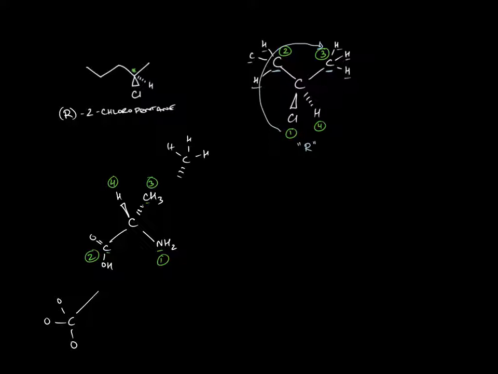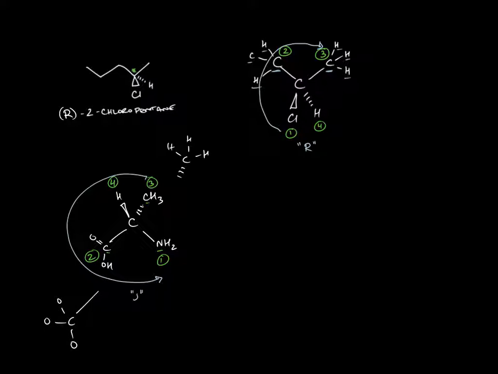You can, of course, go through the exact same rules that we did, or what you can do is say, well, if number 4 is coming out at us, then instead of drawing my arrow from 1 to 2 to 3, I should draw it from 3 to 2 to 1. And you will get the exact same answer. So this, you can see, is an S enantiomer. It's an S chiral carbon.